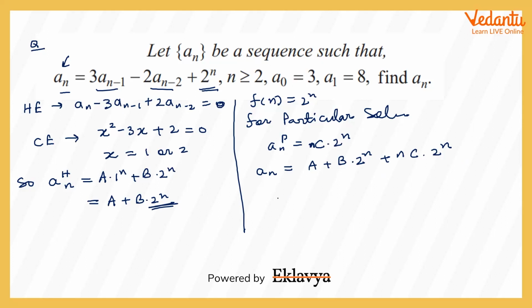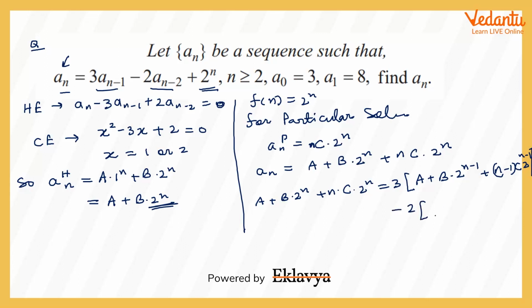the given equation, which will be now a plus b into 2 power n plus n into c into 2 power n. On the right hand side, it will be 3 into a plus b into 2 power n minus 1 plus n minus 1 into c into 2 power n minus 1, minus 2 into a plus b into 2 power n minus 2 plus n minus 2 into c into 2 power n minus 2, plus 2 power n. Okay, so this is what we will get.